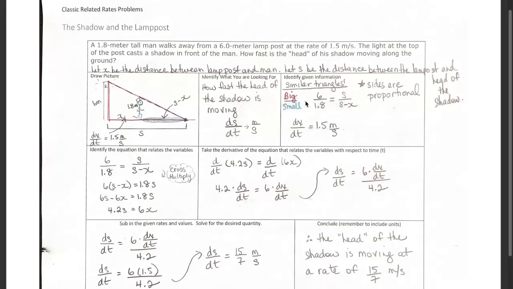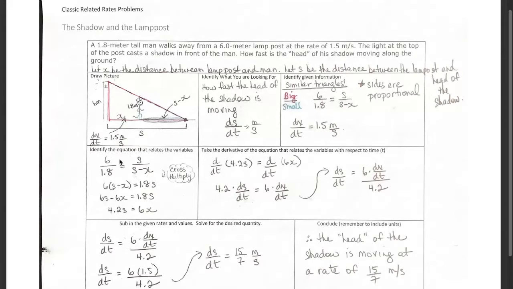So here I have a ratio, using the similar triangles created within my picture, that allows me to investigate these variables. I've created an equation that connects the s and the x. I also know, as I said earlier, that dx by dt is 1.5 meters per second, and I'm assuming that walking away from the lamppost is in the positive direction. Okay, so I'm going to use this similar triangle information, or proportionality statement, as the equation that I'm going to use to relate the variables.